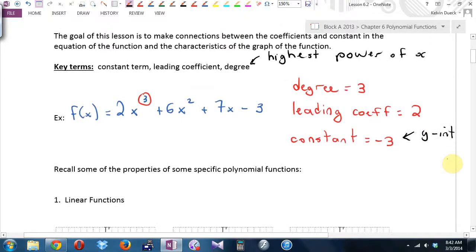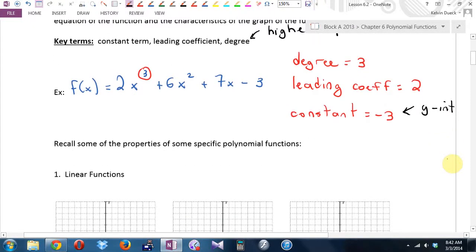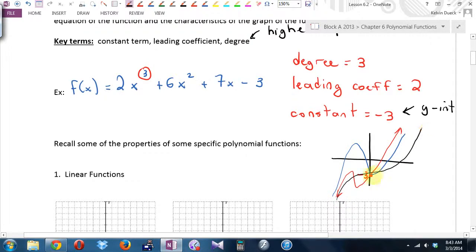In other words, if you said, hey, sketch that graph, I would say, okay, it goes through -3, and it probably does something like that. Or maybe it does something like that. I do know it has to go through a y-intercept of -3. I do know because it's a cubic graph, it's going to be curvy. And I know because it's positive, it's going to start bottom left and end top right.